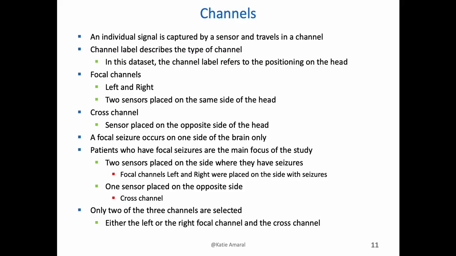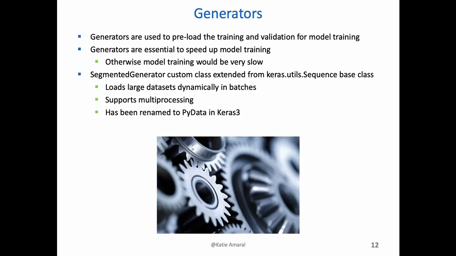A focal seizure is a type of seizure that occurs on one side of the brain only. Focal seizures are the main focus of this study, although patients who also experience other types of seizures were also included. Patients who have focal seizures had two sensors placed on the side where they usually have seizures, the focal channels left and right, and one sensor placed on the opposite side, the cross channel. In this study, only 2 of the 3 total channels are selected, either the left or right focal channel and the cross channel. Generators are used to preload the training and validation data for model training.